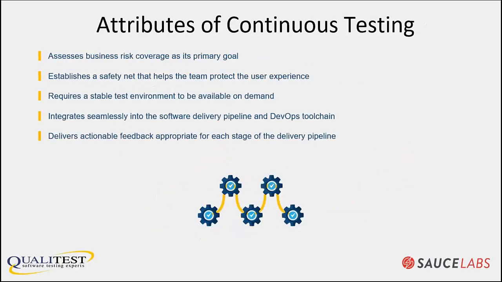Now, let's look at some of the attributes of continuous testing. Well, of course, the main one is the assessment of business risk.